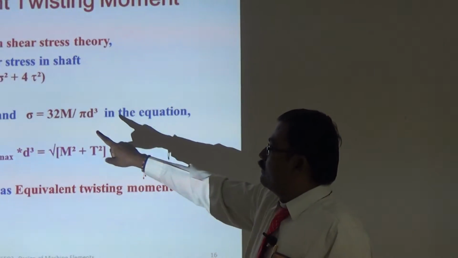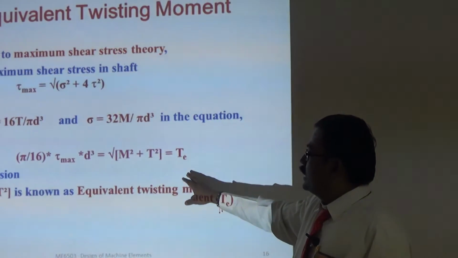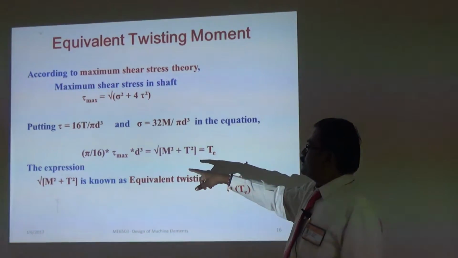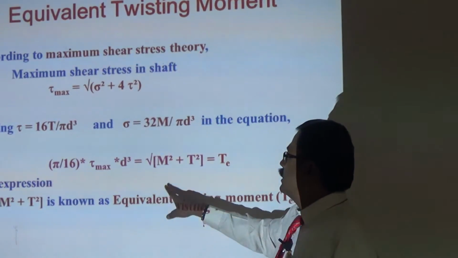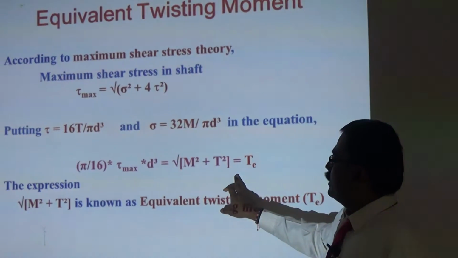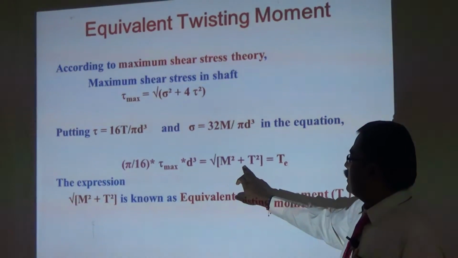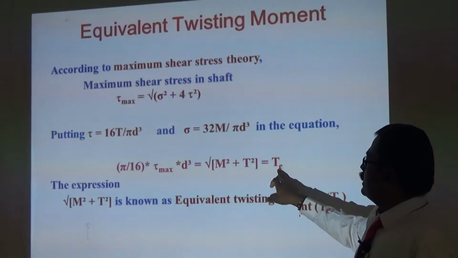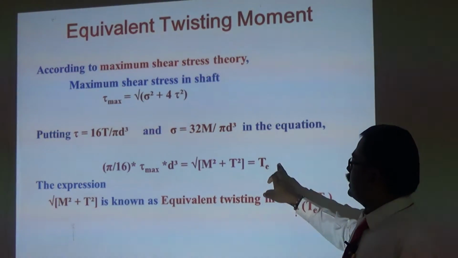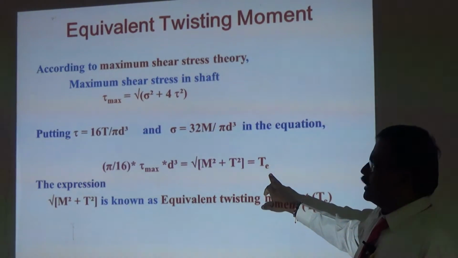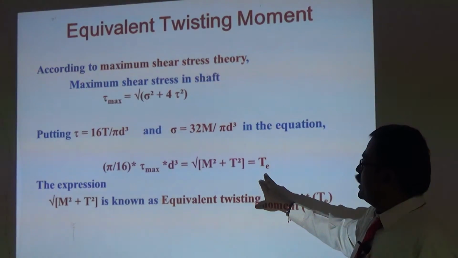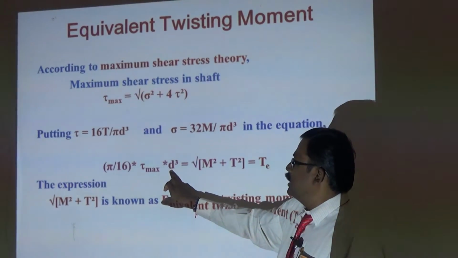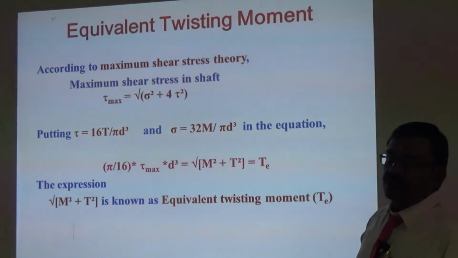The equation is slightly rearranged to get a term called the equivalent twisting moment. When we substitute the values of sigma and tau, the equation becomes in this format. Here we have root of M square plus T square, which is called the equivalent twisting moment. This equivalent twisting moment is considered as the external load acting on the member. Again, we can compare this external load to the equation pi by 16 tau d cube to get the required diameter of the shaft.